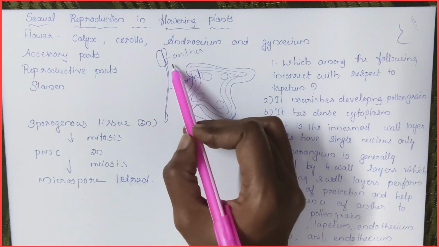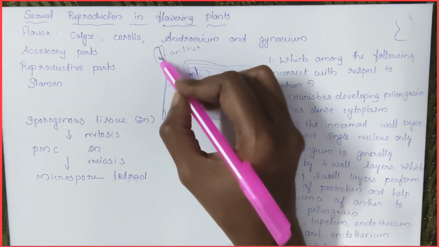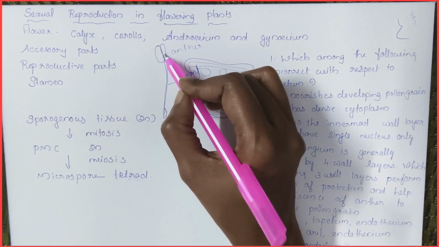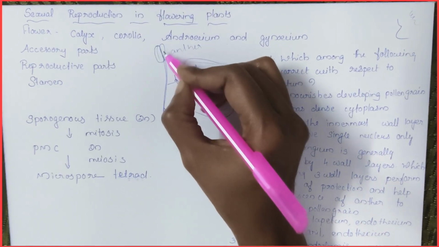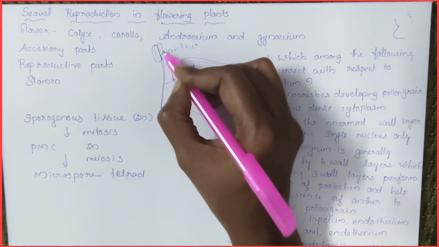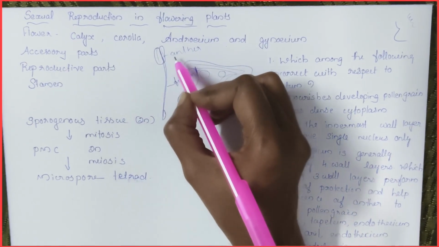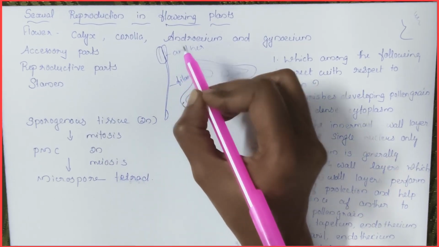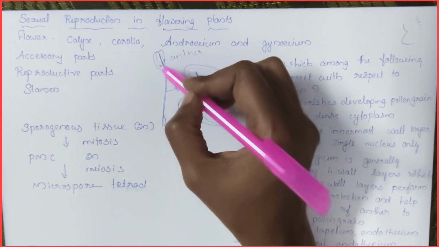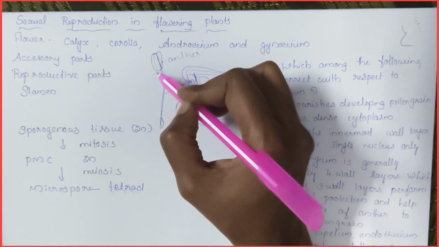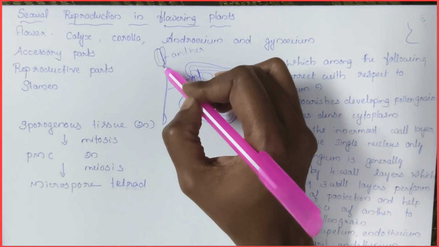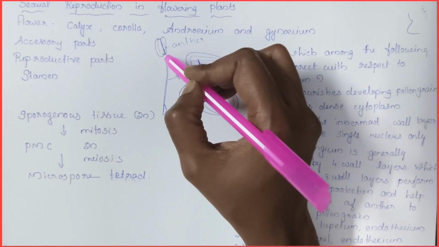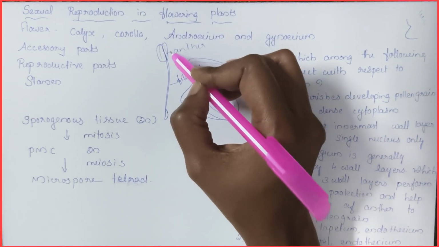Here you can see two lobes are there in the anther. So it is called bilobed and dithecous because each lobe is divided into two chambers. So totally four thecae are present. This four-chambered or four-sided structure is called the microsporangium. Later the microsporangium will develop as a pollen sac.